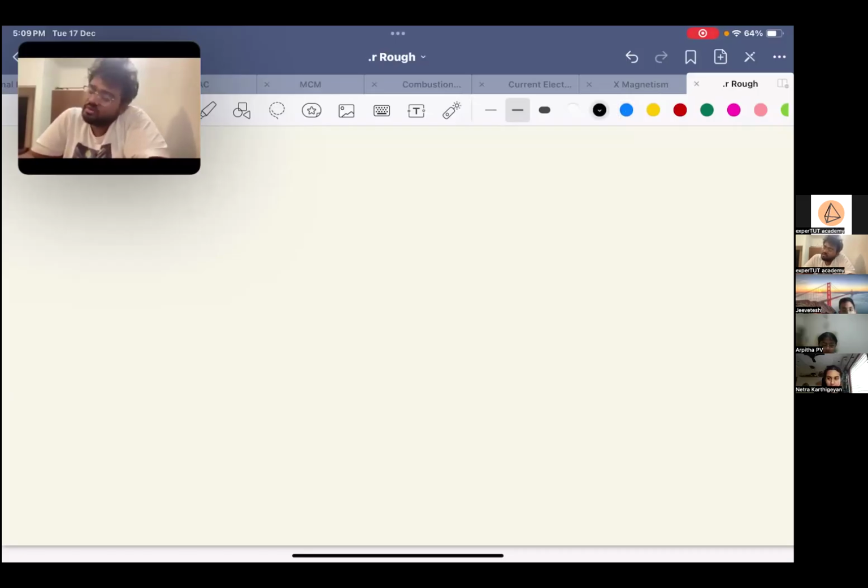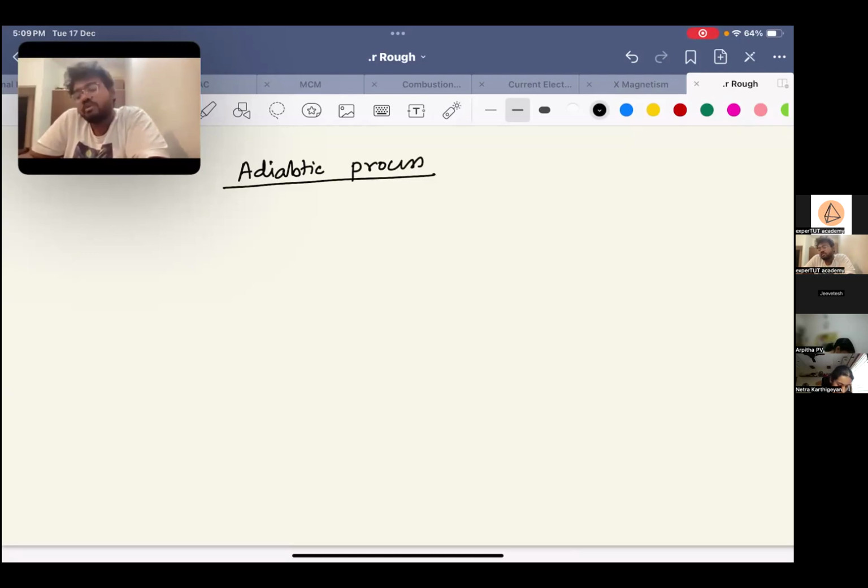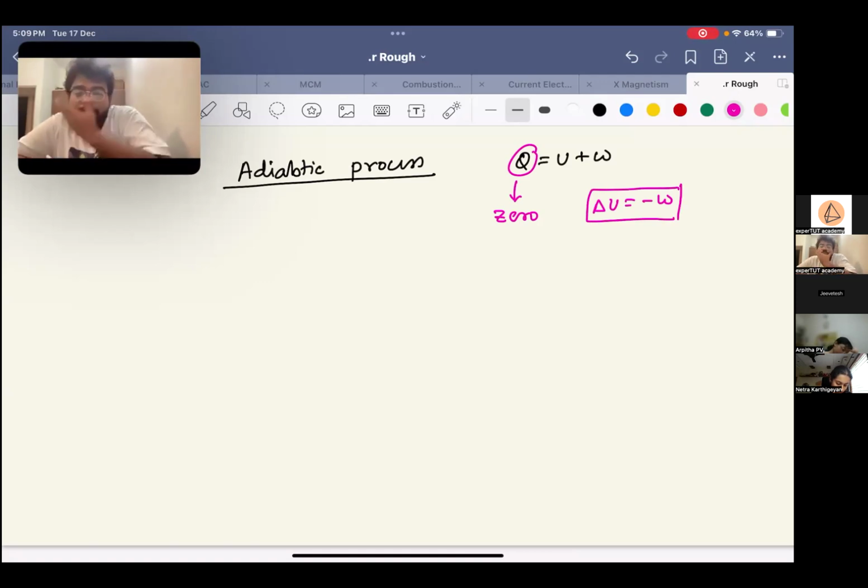Now we are going to do the adiabatic process. In an adiabatic process, out of the first law, Q is zero. Because this is zero, we have delta U is equal to minus W. Delta U is equal to minus W.